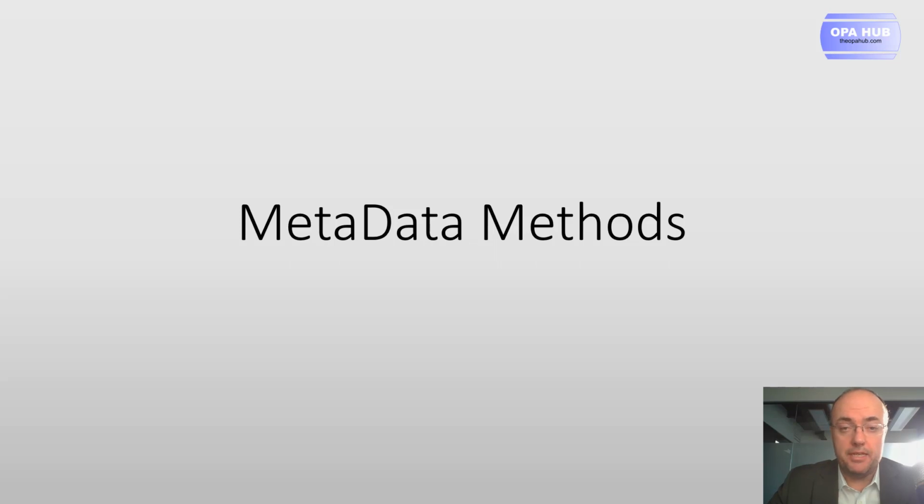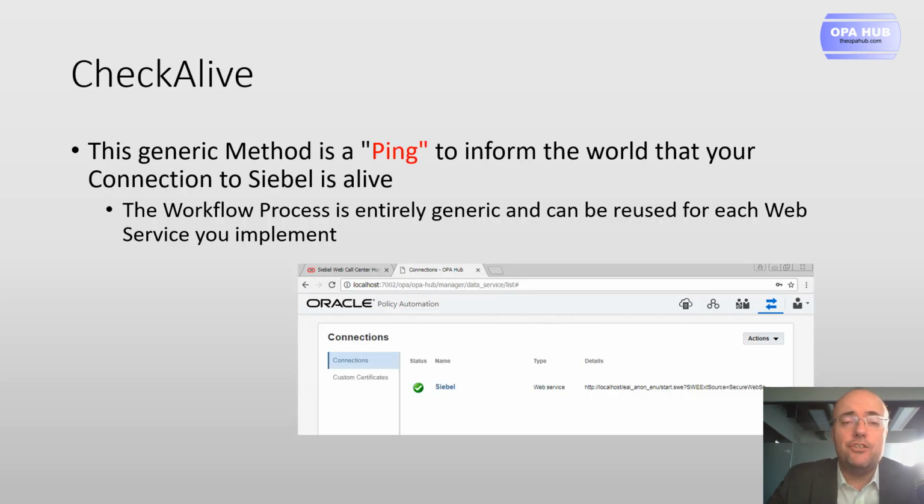Basically, if you're an OPA designer, you need to have information about Siebel metadata when you're building your rules. Because if you're going to talk about, I don't know, a contact first name and a contact last name, that metadata has to be accessible to you. There are actually two metadata methods. The first one is really simple. The first one is called check alive. I call it the ping.